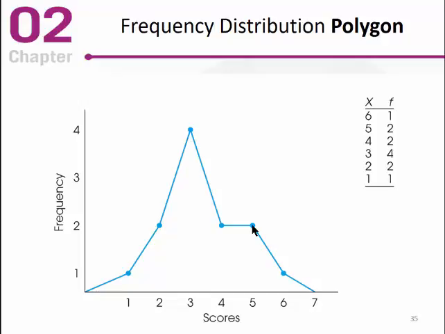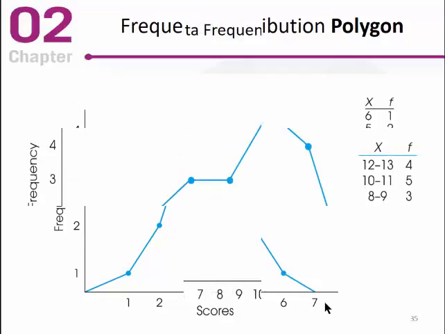What's important is that you close the polygon with lines down to y equals 0. We had no person that scored a 0, but we just kind of close it out. And that's common, that we just close out the polygon.